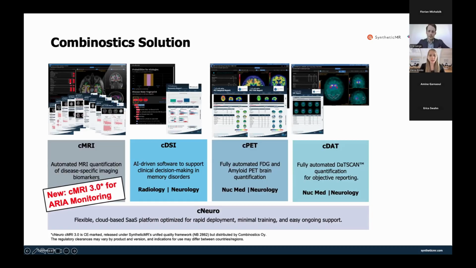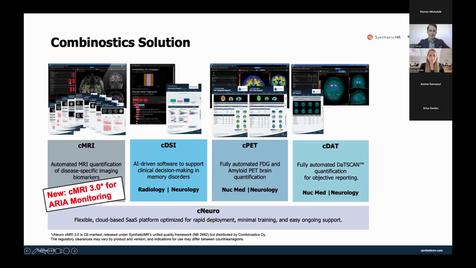Maybe some of you know the product Cortex ID Suite or DAT-Quant from GE Healthcare. So basically CPET and CDAT are kind of the cloud-based evolution products of those two, coming from the same person, let's say Lennart Thurfjell, our previous CEO, who was involved in developing all those products.